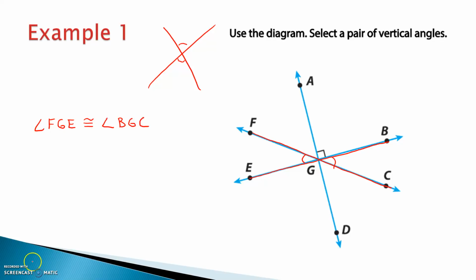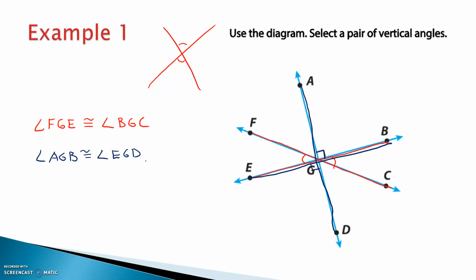Now, are those the only 2? No, guys, you could have come up with more. Let's see, another 2. What if I had used this one here again, but this time I use this guy here? 2 lines intersecting. Notice this is 90. If I jump across, this should also be 90. So I could have said angle A to G to B is congruent to E to G to D.